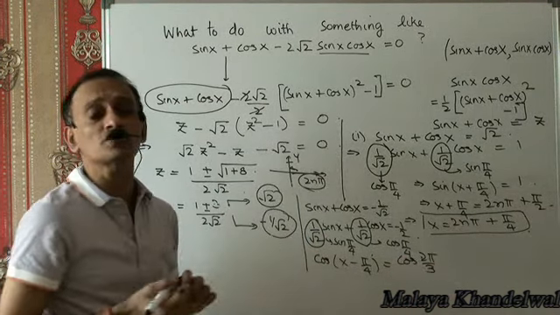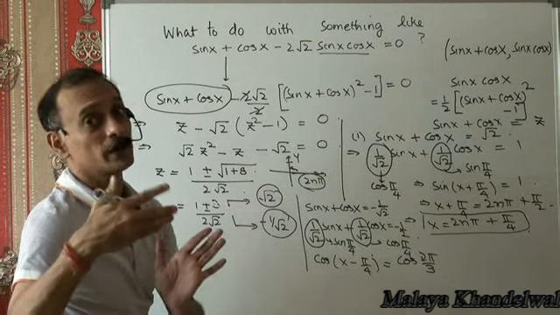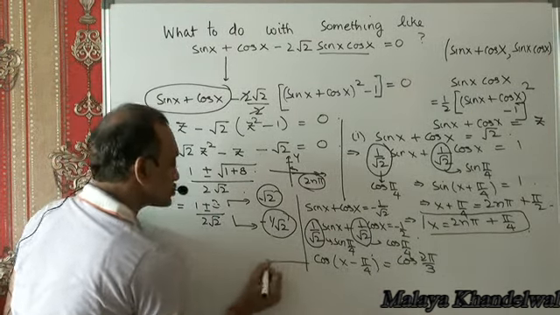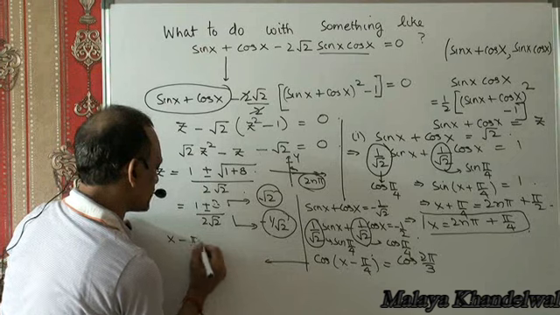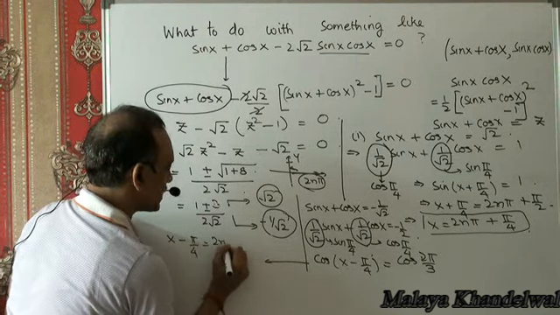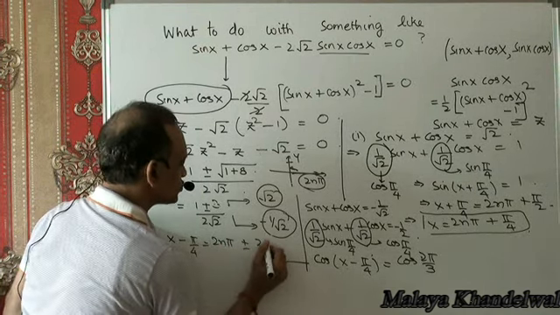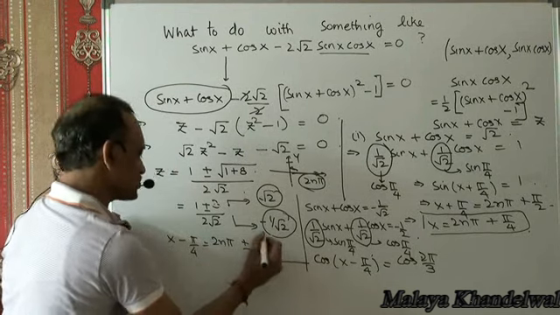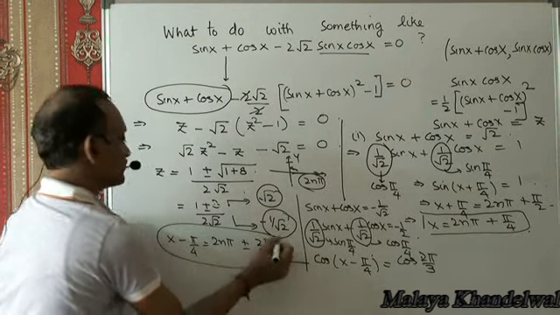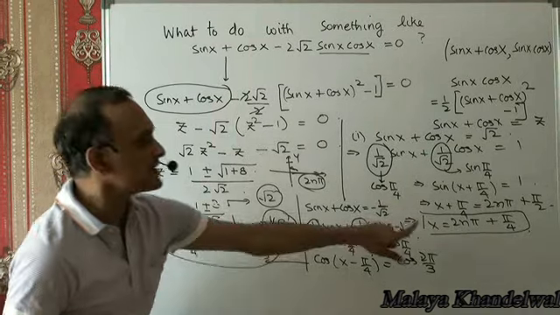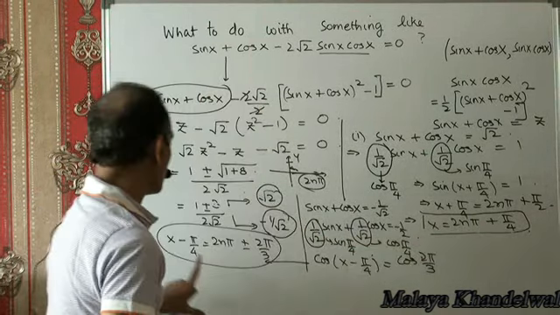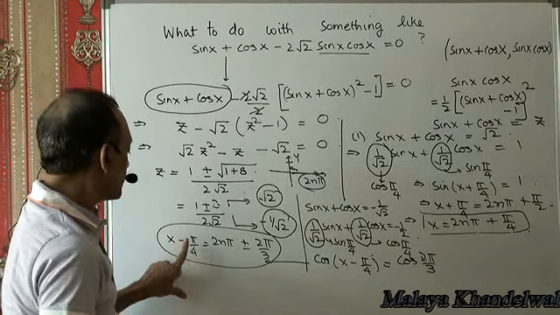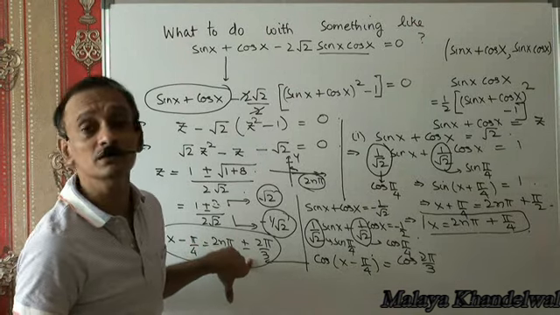Cos theta equal to cos alpha will give me what? Theta equal to 2n pi plus minus alpha. So the solution to this is going to be x minus pi by 4 equal to 2n pi plus minus alpha, 2 pi by 3. I could transpose this pi by 4 to the other side and I would get the general solution. So x could be either 2n pi plus pi by 4, or x could be pi by 4 plus 2n pi plus minus 2 pi by 3.